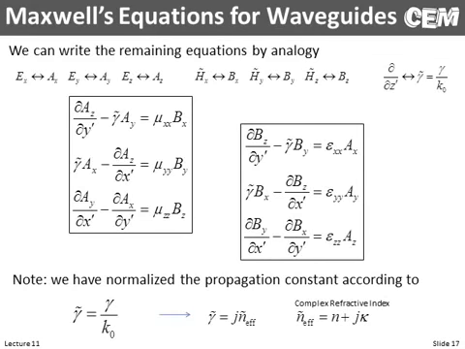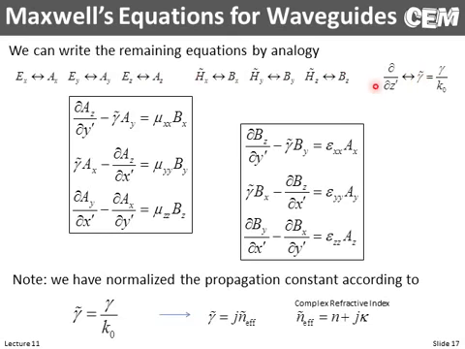So lessons learned from the last slide is that our final equation was the same as Maxwell's equation with these following differences. All the E's are replaced with A's. All the H's are replaced with B's. And all of our derivatives in the z direction are replaced with a gamma over k naught. And we're going to call this a normalized propagation constant.